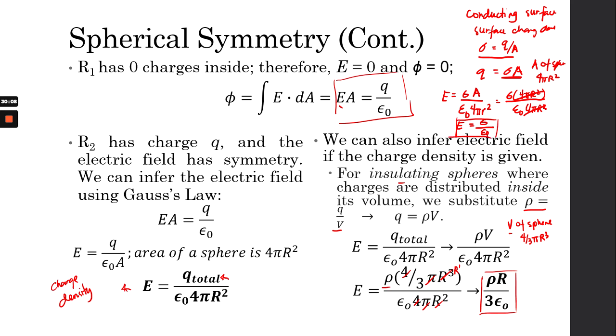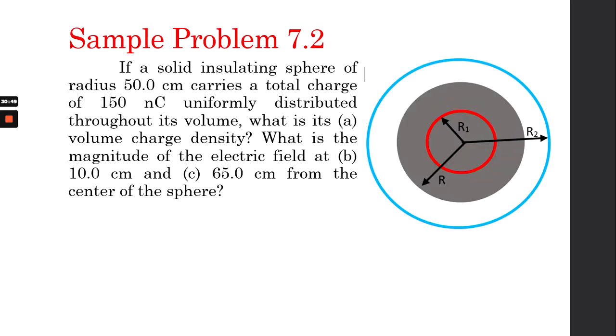So this is your equation for a conducting surface. These equations are for when you are given a charge density. For an insulating sphere, you will be given a volume charge density. For a conducting sphere, you will be given a surface charge density. Then you just use the equation to find the electric field. If none of these charge densities are given, then you have to use the other equation to solve for the electric field of an insulating or conducting sphere. I hope it's clear. Now let's put this into practice with our sample problem.